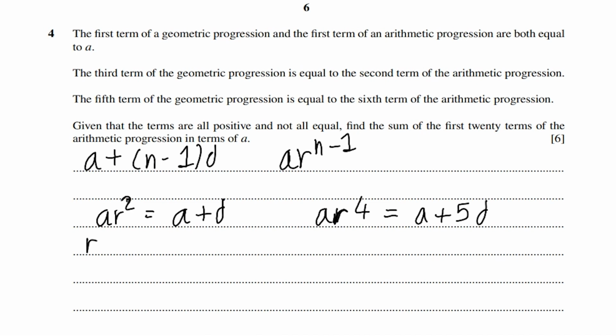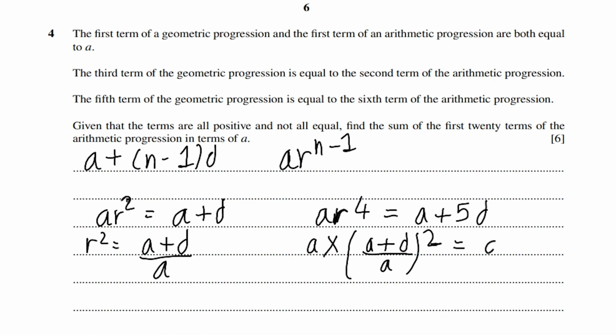Okay, so r squared is equal to (a plus d) upon a. Now we can use this value for r squared and substitute it here. Since this is r raised to the power 4, it is the same as r squared into r squared. So we can say a multiplied by (a plus d) upon a, multiplied by (a plus d) upon a. The difference is that this is the value for r squared, and here we have r raised to the power 4, so we have a difference of power 2. So we'll simply write a multiplied by ((a plus d) upon a) whole squared. This is equal to a plus 5d.